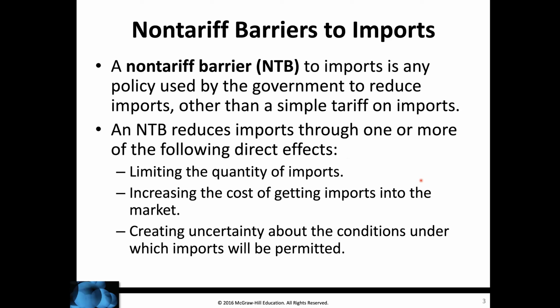An NTB reduces imports through one or more of the following direct effects. First, limiting the quantity of imports. Second, increasing the cost of getting imports into the market. And third, creating uncertainty about the conditions under which imports will be permitted.